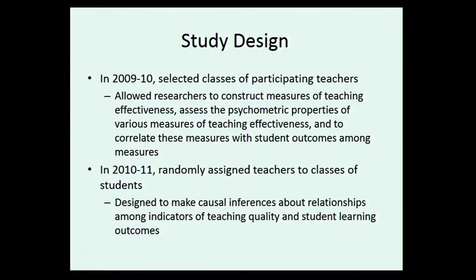Then in the second year, which is the year that we're going to focus on in the specific subsample of the second year, teachers were randomly assigned to classes of students, right? And this year two sample was designed to try to enable causal inference about measures of teacher quality in student learning. And again, we'll talk about the limitations given the way that the study naturally unfolded ex post after the randomization.